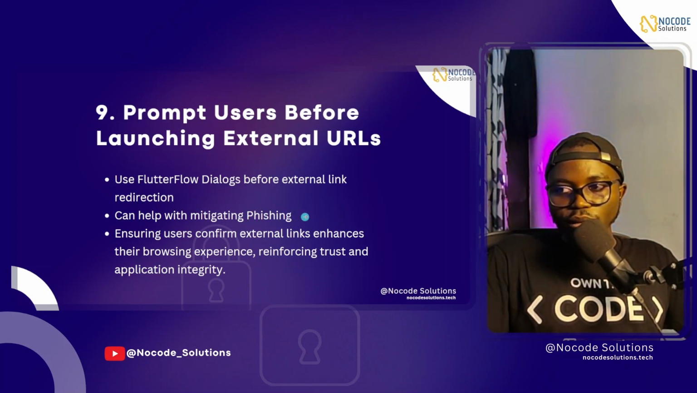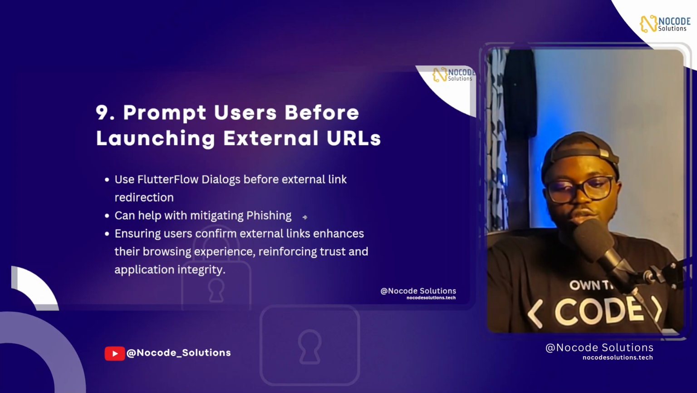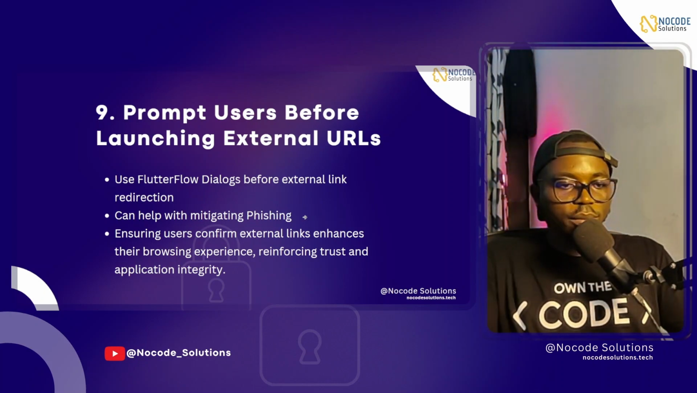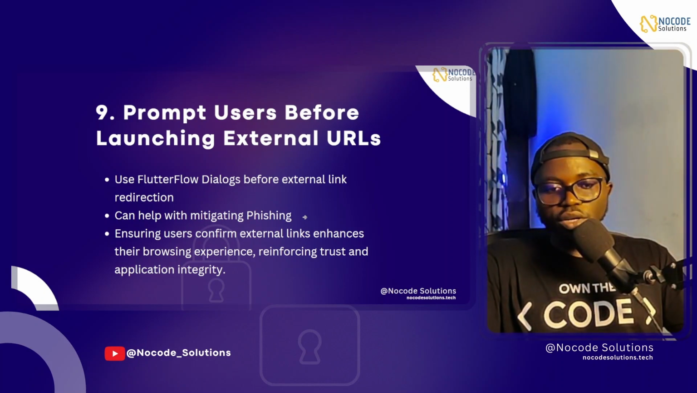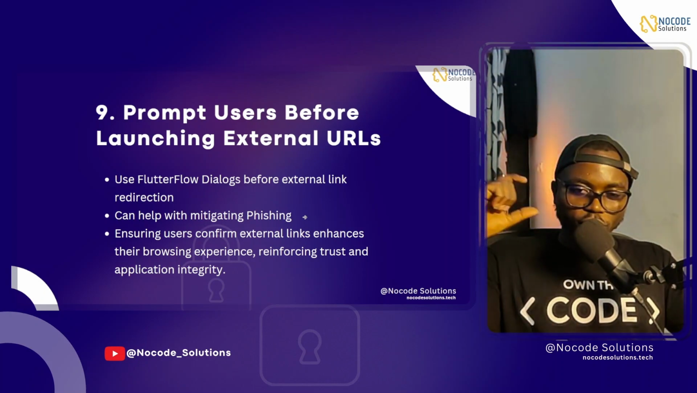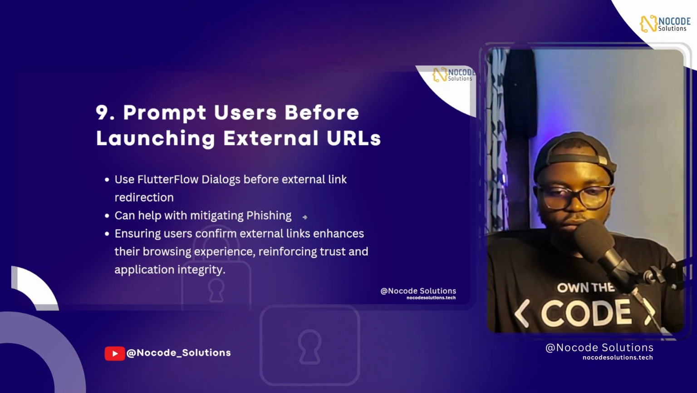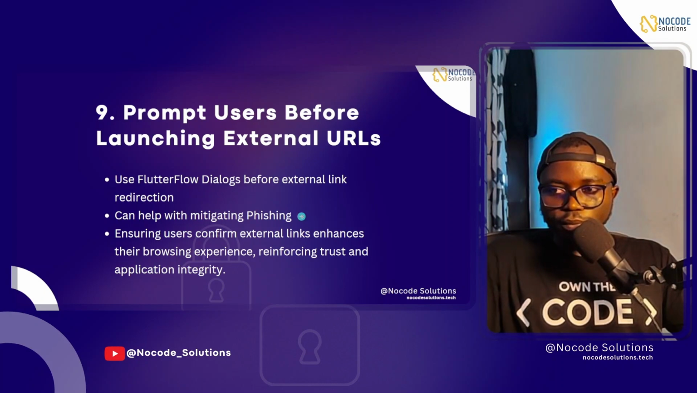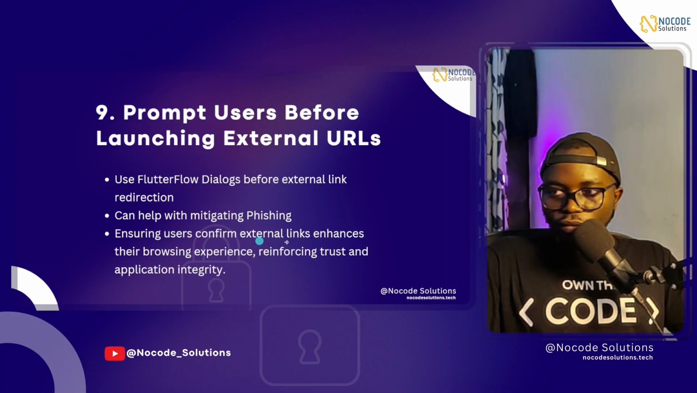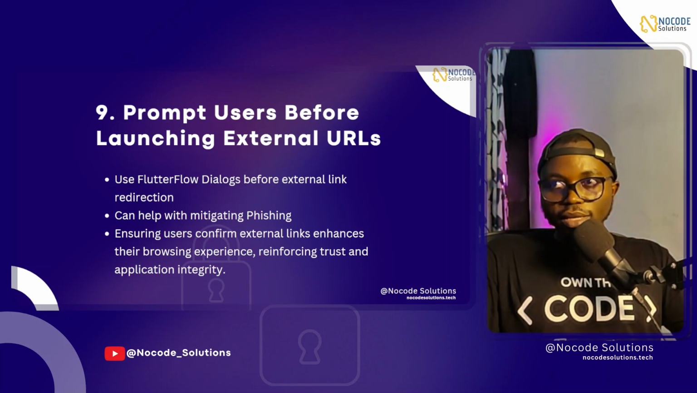Yeah, this is very important, because if the user sees the URL and thinks, okay, this looks fishy, say somehow that URL is being stored in your database and an attacker manages to update that URL and put a vulnerable one, then the users are going to be able to look at that URL and say, okay, no, this is not correct, or this doesn't look very good, and then that can help them escape that phishing scam. Ensuring users confirm external links enhances their browsing experience and reinforces trust in your application's integrity. So you need to keep that intact.